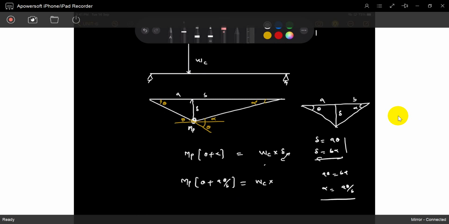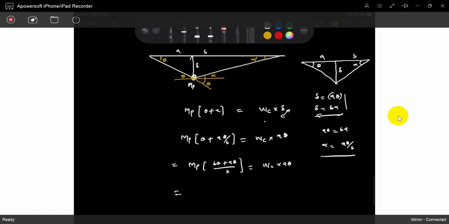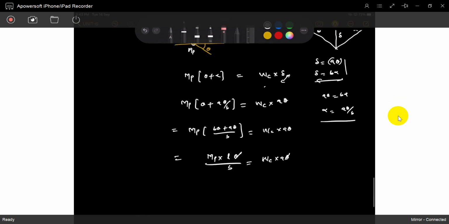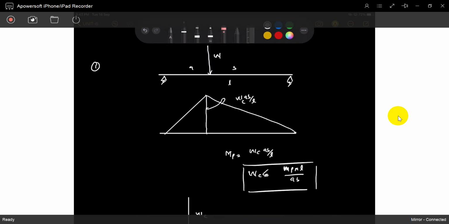So delta you will write as A theta. So MP times theta plus MP times A theta by B equals WC into A theta. Theta is common, A plus B. A plus B is L. So MP L theta divided by B is WC A theta. Theta will cancel. What is WC? WC is MP L by A B. Got the idea? It's the upper bound theorem. You may feel that the static theorem is very easy, but kinematics is easy, not statics. We will see later.